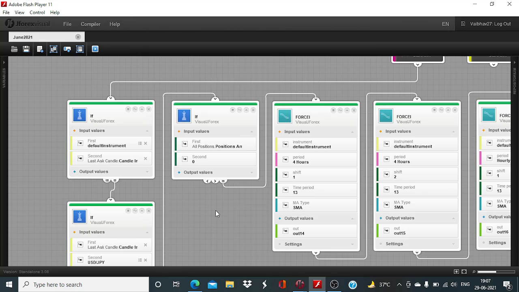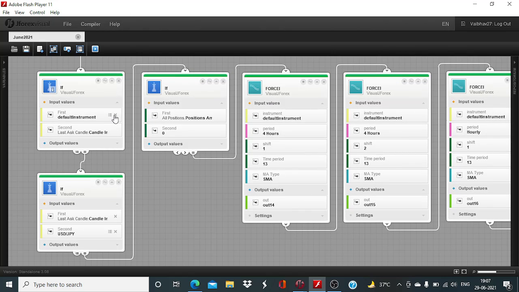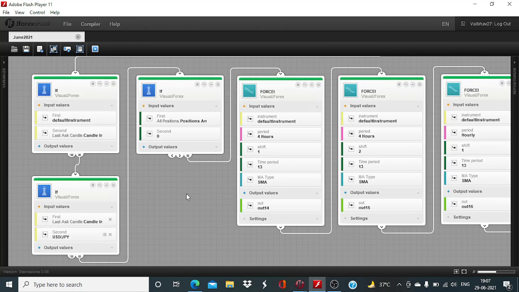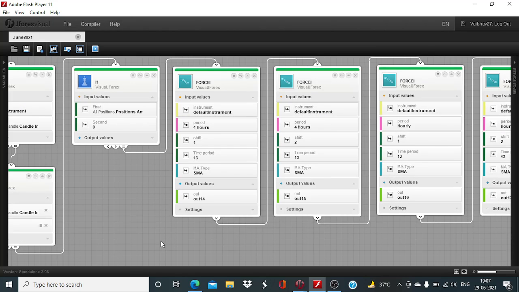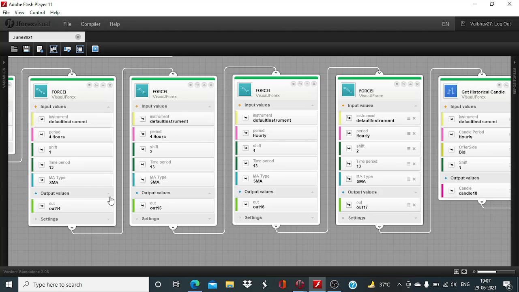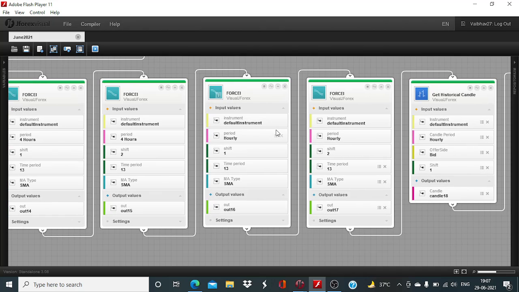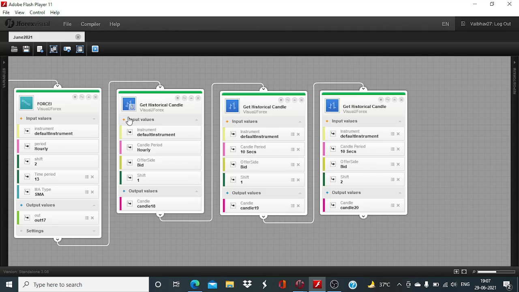Here, the setup includes an instrument subscription where the default instrument has been defined as USD JPY. Then the position amount was defined as 0. And after that, I got these force index blocks. These two are of 4 hours each, and these two are of hourly time period with the varying shift values. Other parameters are the same. Then these three get historical candles to look at the price action and accordingly place the order.